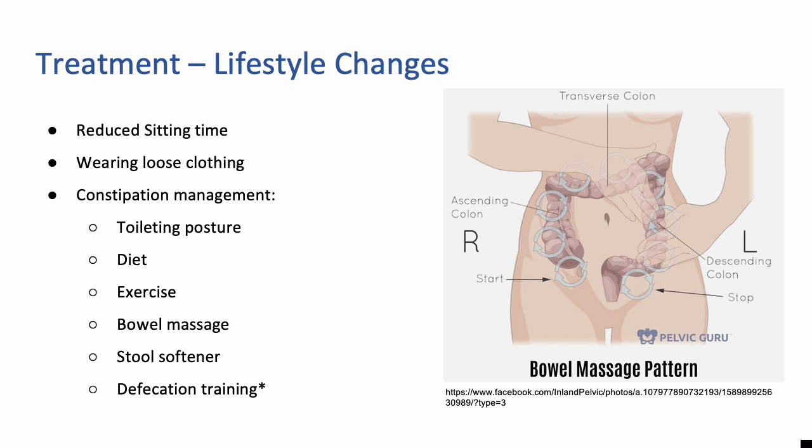More lifestyle changes are going to include reduced sitting time, which we should be doing in general, wearing looser clothing, and then constipation management. So constipation management, there are several different steps to that. We have toileting posture, we saw with that squatting or having the knees slightly above the hips. Diet and exercise, bowel massage, which is shown over here.